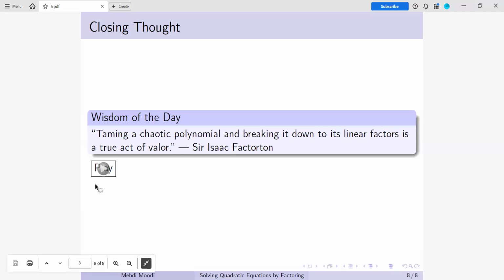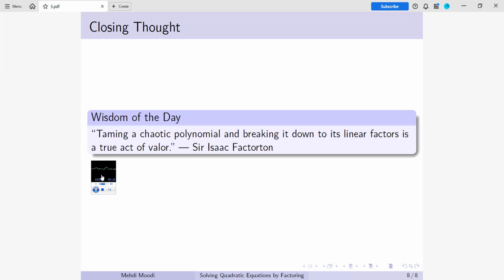You start with a storm of terms, disorganized and defiant. But step by step, rearranging, factoring, and solving, you bring order to the chaos. Each linear factor you extract is a little victory in the grand algebraic battle.